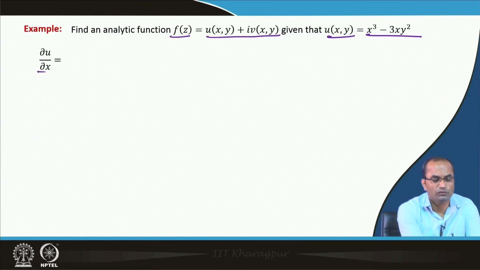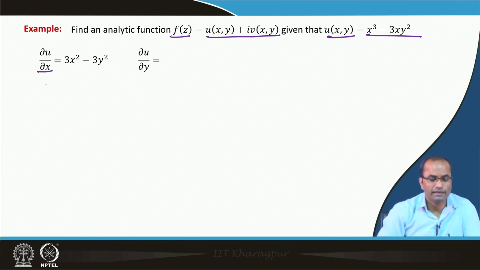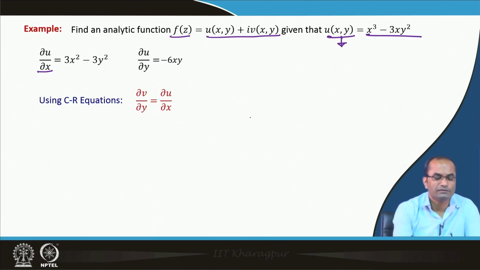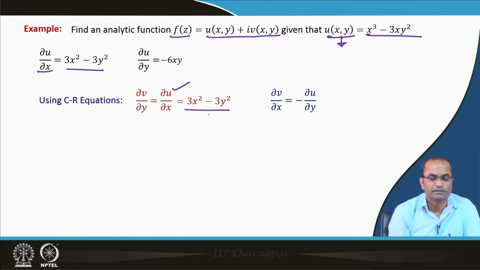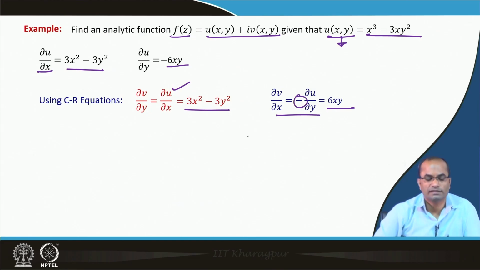We will have del u over del x and then del u over del y. From the given u we can find these two partial derivatives, and then we will apply the CR equations, which say del v over del y is del u over del x, and this is already given, 3 x square minus 3 y square, and from the second CR equation we can just write down that this is 6 x y with a minus sign, but there is a minus sign here. So, del v over del x is 6 x y.